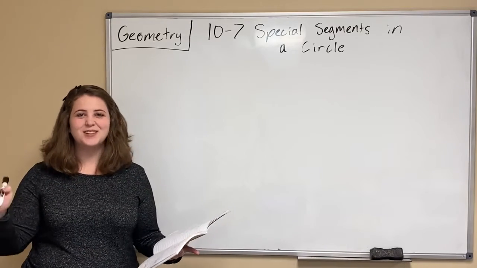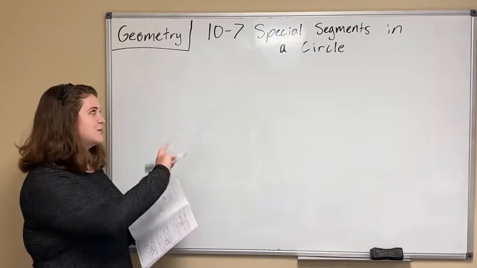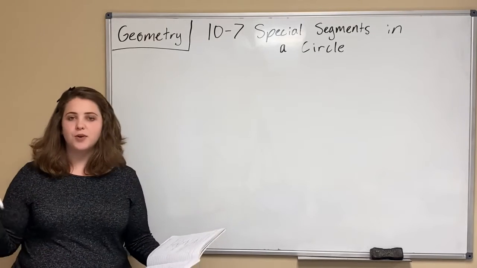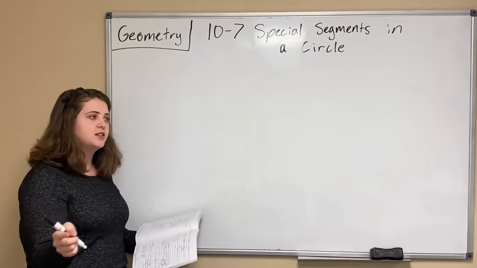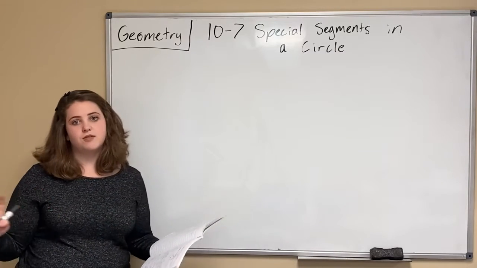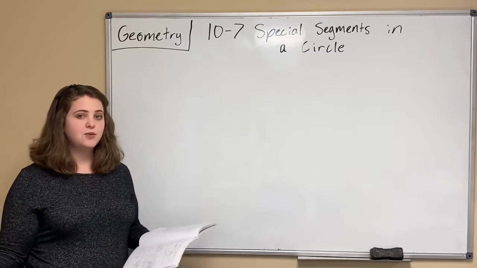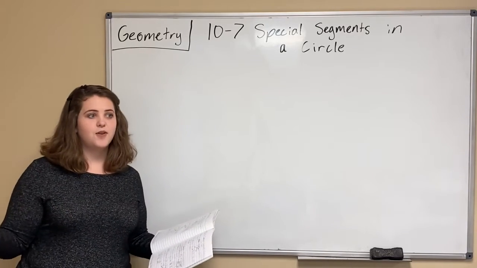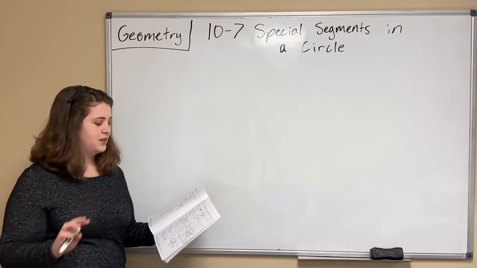Okay, welcome back to math class, and welcome to 10-7. So in 10-6, we were talking about what a secant is and how secants and tangents intersecting inside or outside the circle affects their angle measure. Today we're going to talk about secants and tangents and how their lengths are related.